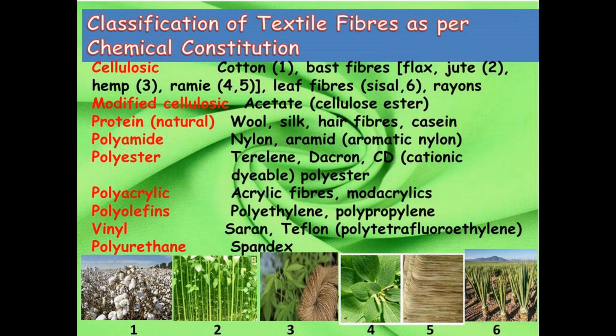Classification of textile fibers as per chemical constitution: cellulosic, cotton, bast fiber like flax and jute, hemp, ramie, leaf fiber like sisal and rayons. The number shows the figure numbers. Modified cellulosic, acetate, that is cellulose ester. Protein fiber, natural, wool, silk, hair fiber and casein. Polyamide fiber, nylon and aramid, that is aromatic nylon. Polyester, terylene, dacron, CD, that is cationic dyeable polyester. Polyacrylic, acrylic fibers, modacrylics.